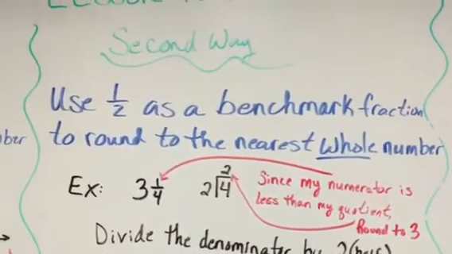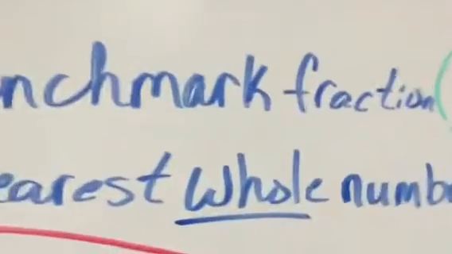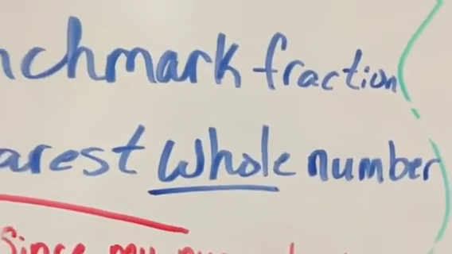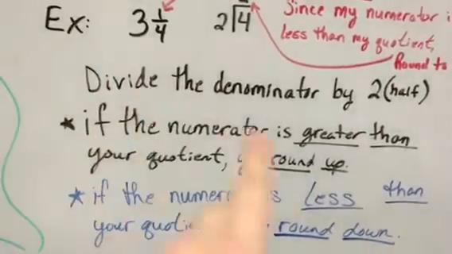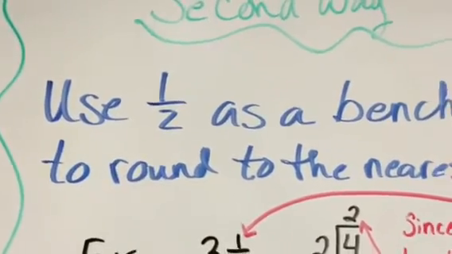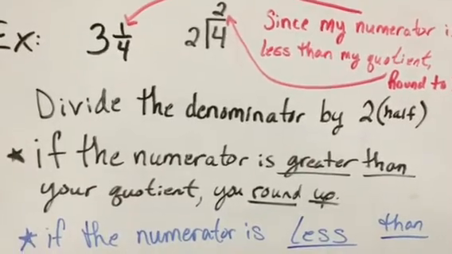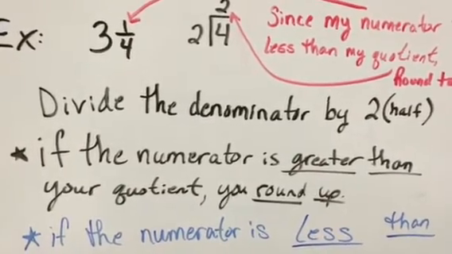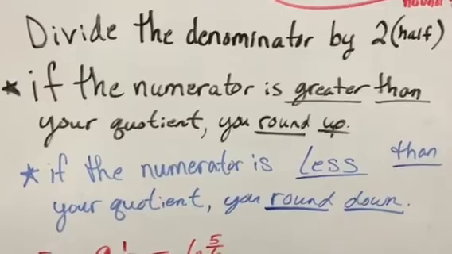Let's look at the second way. Use 1/2 as a benchmark fraction to round to the nearest whole number. Once again, rounding to the nearest whole number. Let's look at the example of 3 1/4. This is what we're going to do. We're going to divide the denominator by 2. And again, dividing by 2 is finding half of it. So when I said up here that we're using 1/2 as a benchmark, to find that we have to divide by 2. So you divide the denominator by 2, and if the numerator is greater than your quotient, you round up. If the numerator is less than your quotient, you round down.